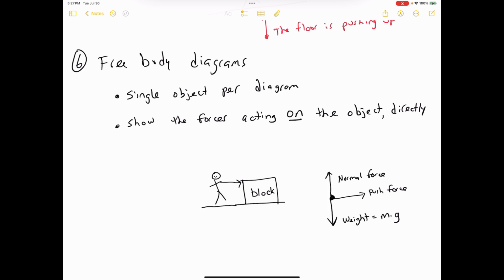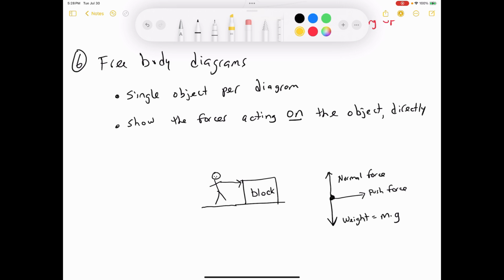Directly. And so what I have here is a picture of a person, a very badly drawn picture of a person, and this person is pushing a block to the right, okay? So here's a person, and they're pushing this block to the right. I've shown this using a dot. Sorry, the dot here is the block, not the person. So the block is the dot. All right. And so what are the forces acting upon the block?